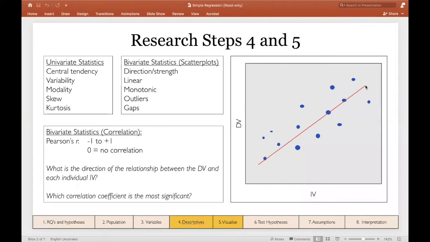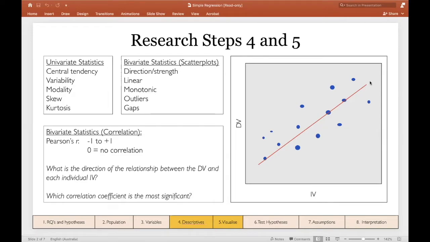And if we draw a line to best fit these data, we can also get an understanding of the strength of the relationship. The strength of the relationship simply refers to how closely these points cluster around the line of best fit. The closer they are, the stronger the relationship, and the further away, the weaker the relationship. Because of variability in our data set, we're probably never going to have a perfectly strong relationship with all of our points crossing the line.